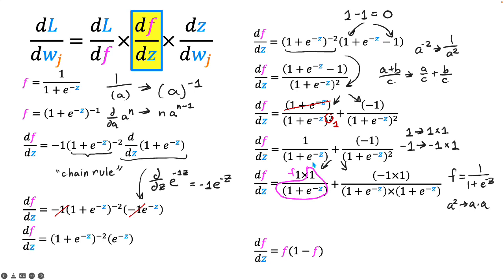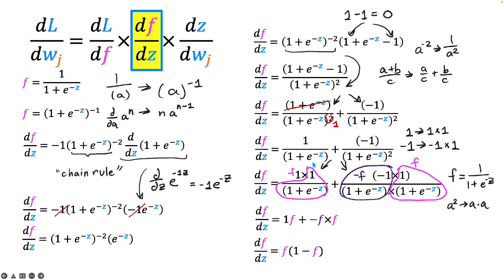Here you can see that this is 1 over 1 plus e to the minus z, so we can call that f and do a substitution coming up. Here again, you see that this is also 1 over 1 plus e to the minus z, and we can also substitute that with the variable f. And finally, here you can see minus 1 divided by 1 plus e to the minus z, and we can substitute that as negative f. So when we do all these substitutions, we just get 1 times f plus negative f times f.